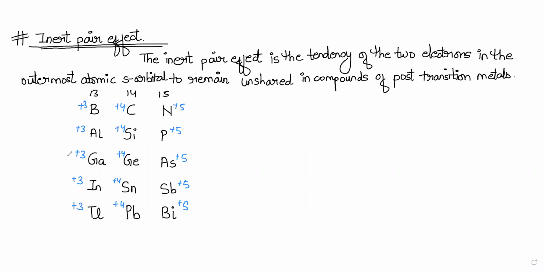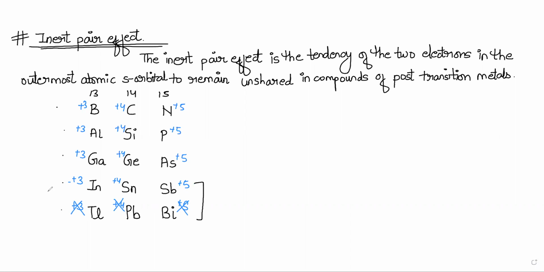But it's not like that. If we go down the group, you will see the oxidation state is not +3 here, it's not +5 here. It decreases. Now let's understand why this happens. What is the reason behind this? This is your second period, this is your third period, this is your fourth period, this is your fifth period, and this is your sixth period.